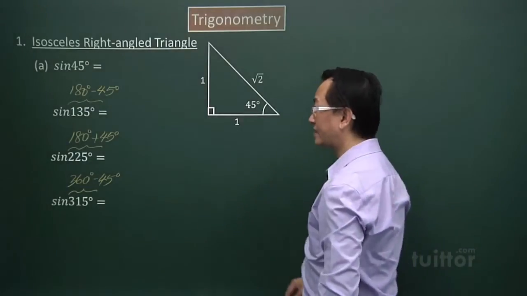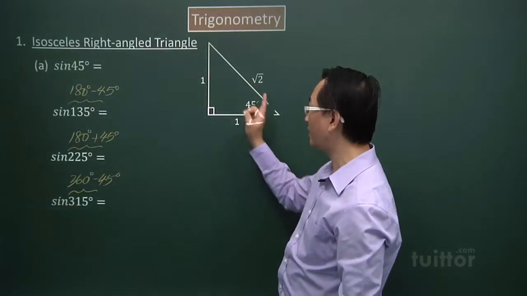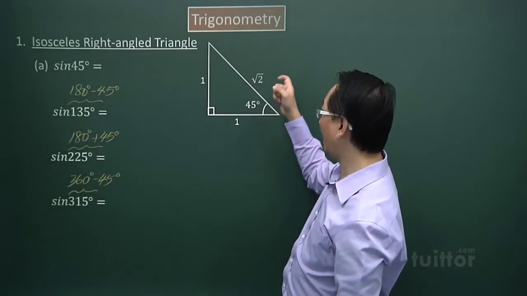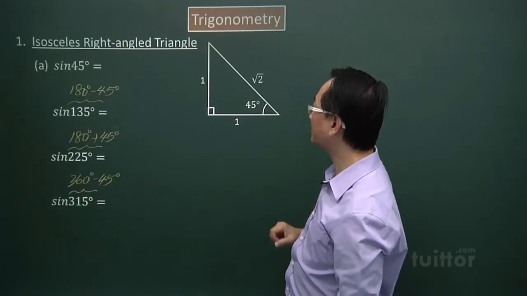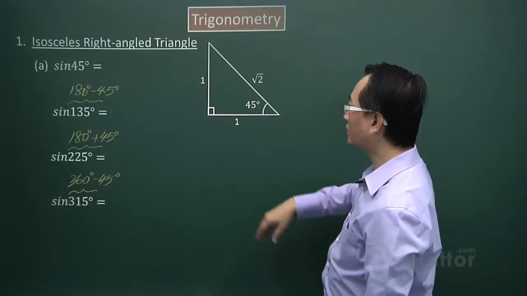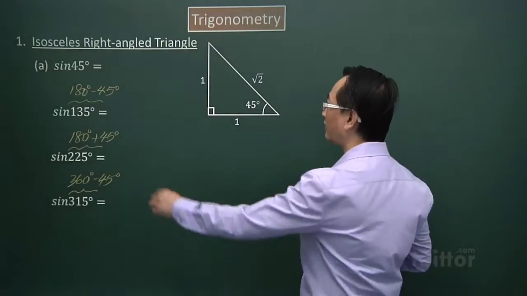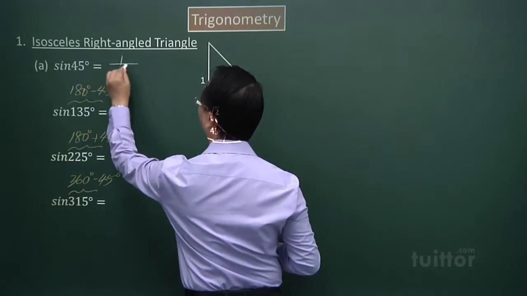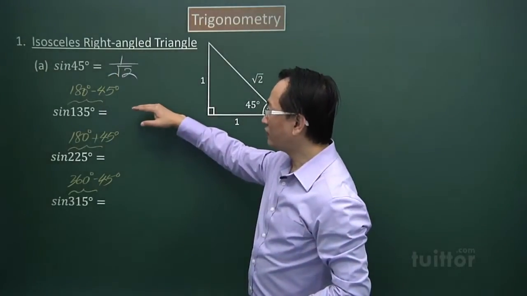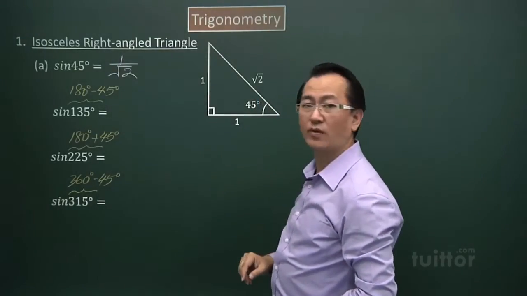Now, for sine 45, I'm looking at this angle, 45 degrees. This side will be the opposite. This side here will be the adjacent. And here, the hypotenuse will be the longest side, which is opposite the 90. So for sine 45, I have opposite over the hypotenuse. So the value of sine 45 would be 1 over square root 2. The absolute value for these three will be 1 over square root 2.